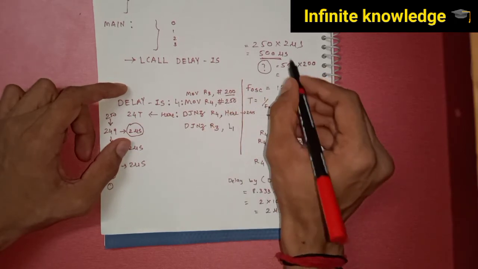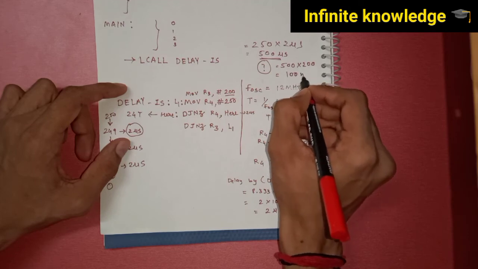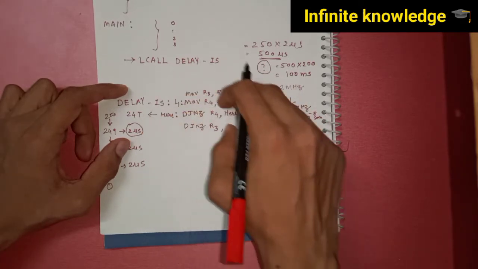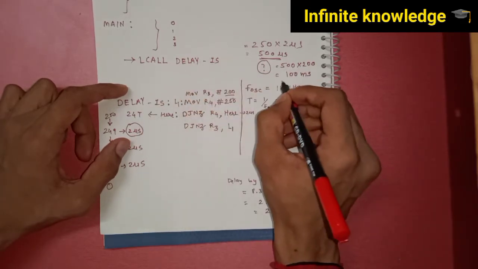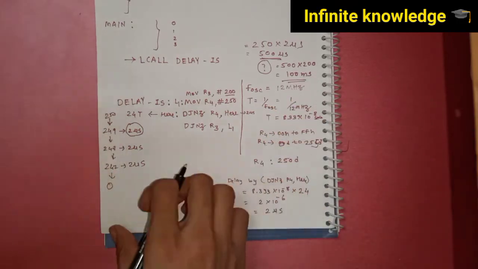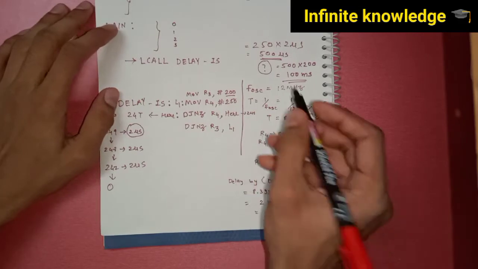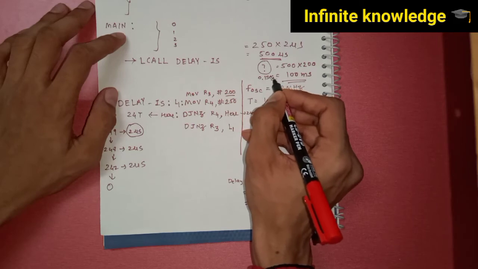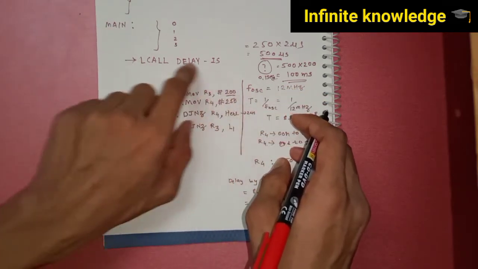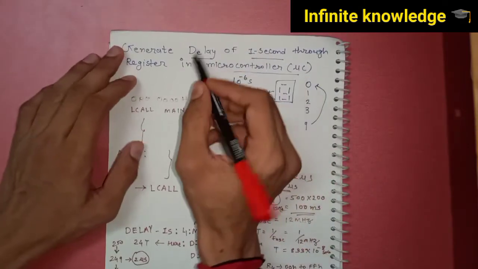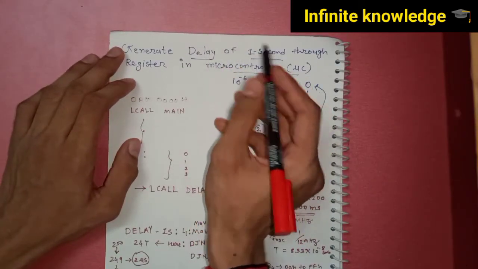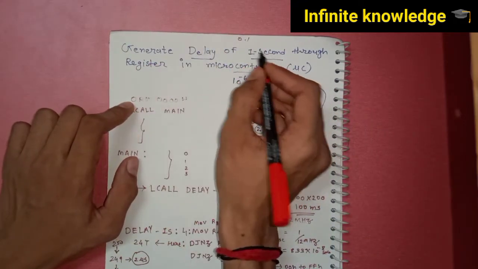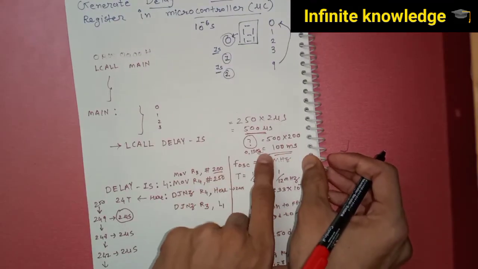So what we get is 100 milliseconds. By this whole program, or this whole set of instructions, we get a 100 millisecond delay. So now you see that we get a 0.1 second delay by this instruction. Now what we want is a delay of 1 second, not 0.1 second. So you have to divide this 1 second by this delay, which is 0.1 second.